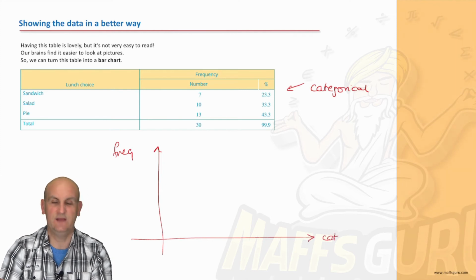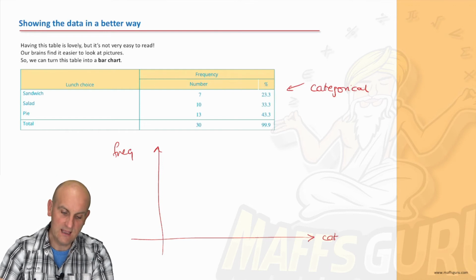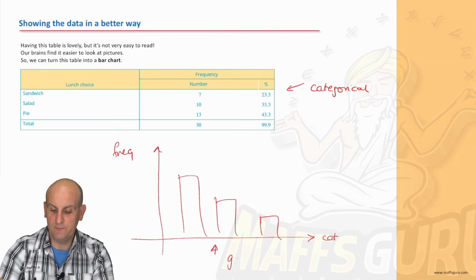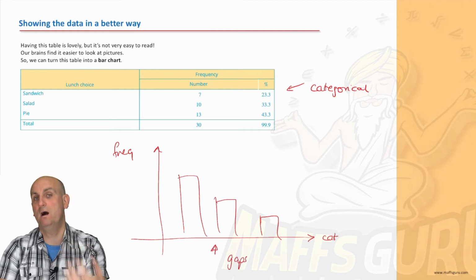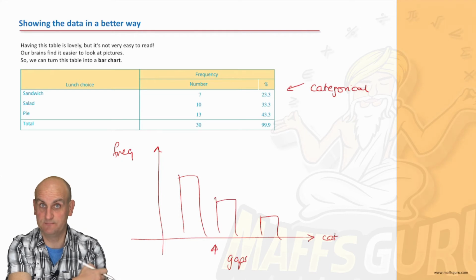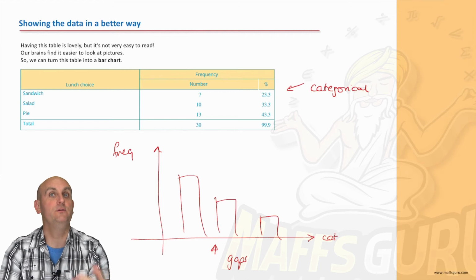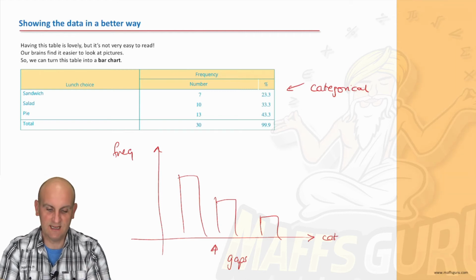So in this situation, we'd have sandwich, salad, pie. And then we would draw bars. Now, the most important thing to notice here is that there are gaps between the bars. So bar charts must have gaps. Histograms, if you know what a histogram is, have no gaps. But that's a different thing because histograms deal with numerical data. We're coming up to that later on.